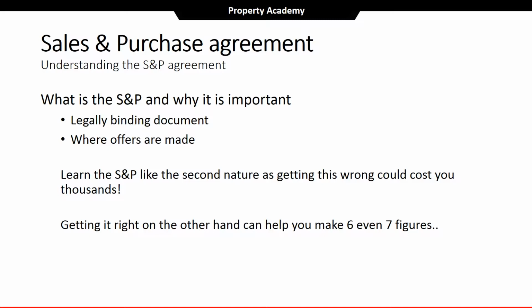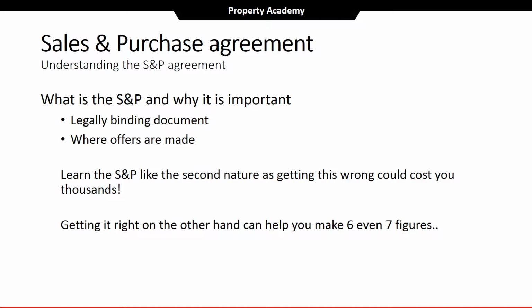And the answer for that is a sales and purchase agreement is basically a legally binding document, and it's where offers are made. And what I'll be teaching you guys over the next few slides is learning the S&P like second nature, because getting this wrong could cost you thousands, and getting it right on the other hand can help you make 6 and even 7 figures.